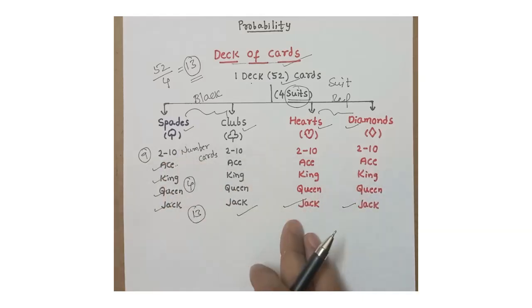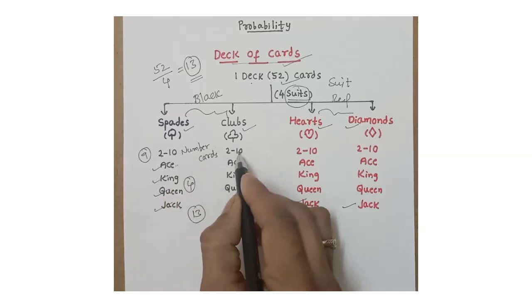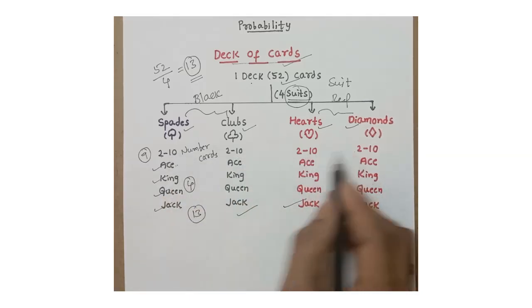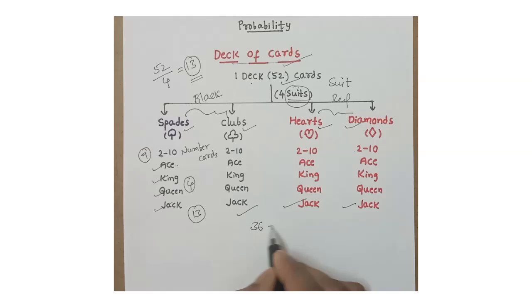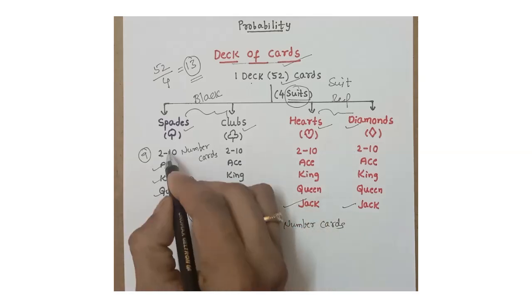How many number cards are there in total? Here 9, here also 9, here also 9, and here 9, totally 36. So 36 number cards will be there in a deck, and they may be black or red in color. Okay, number cards are completed.